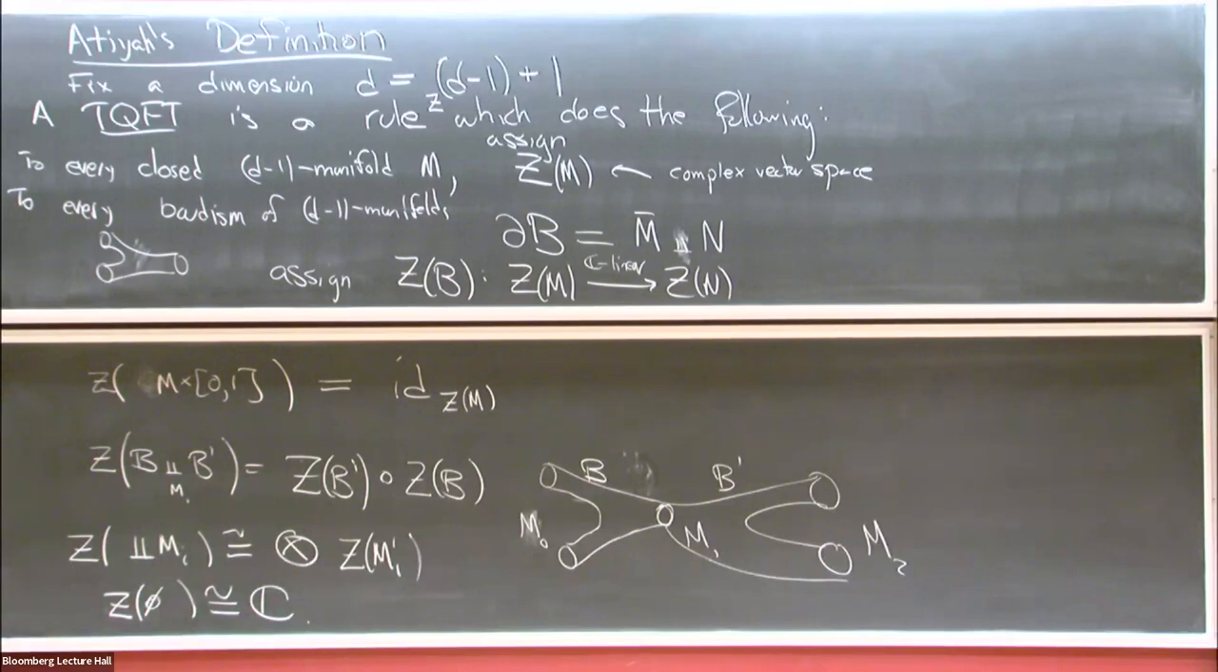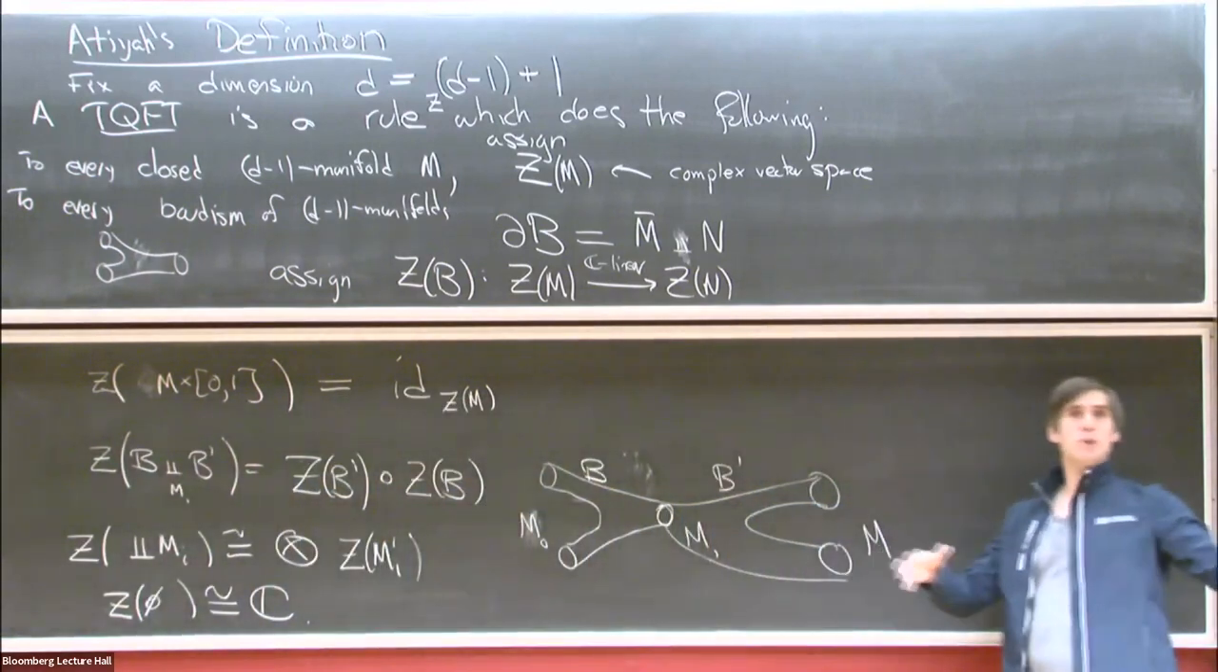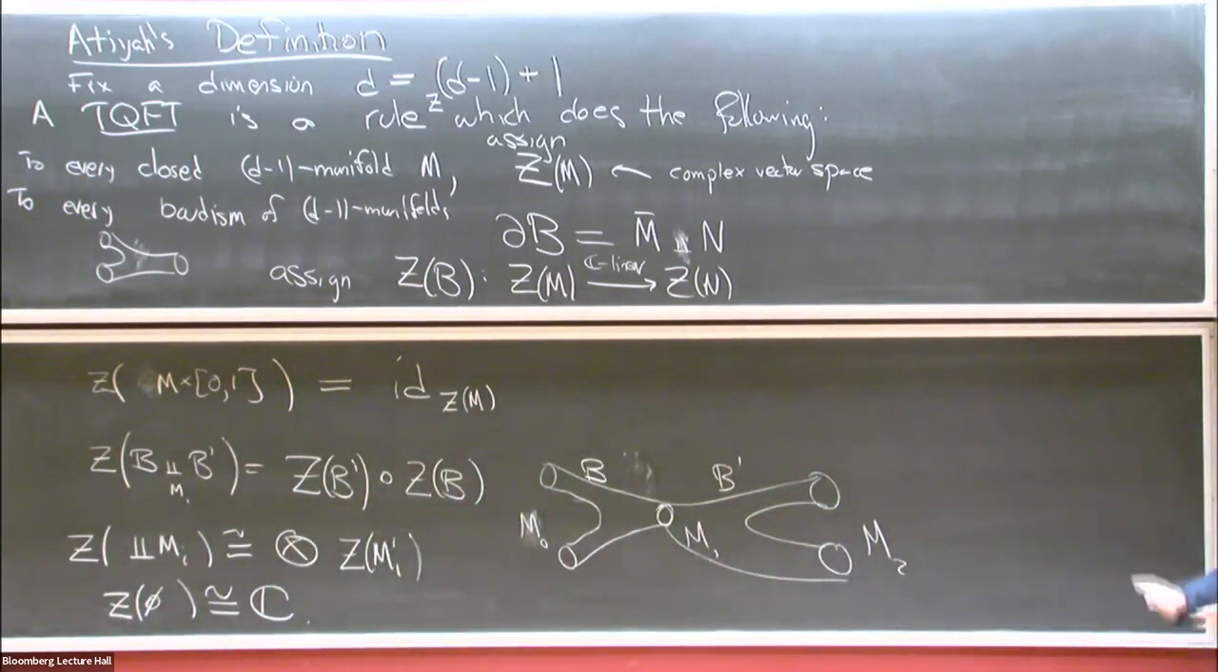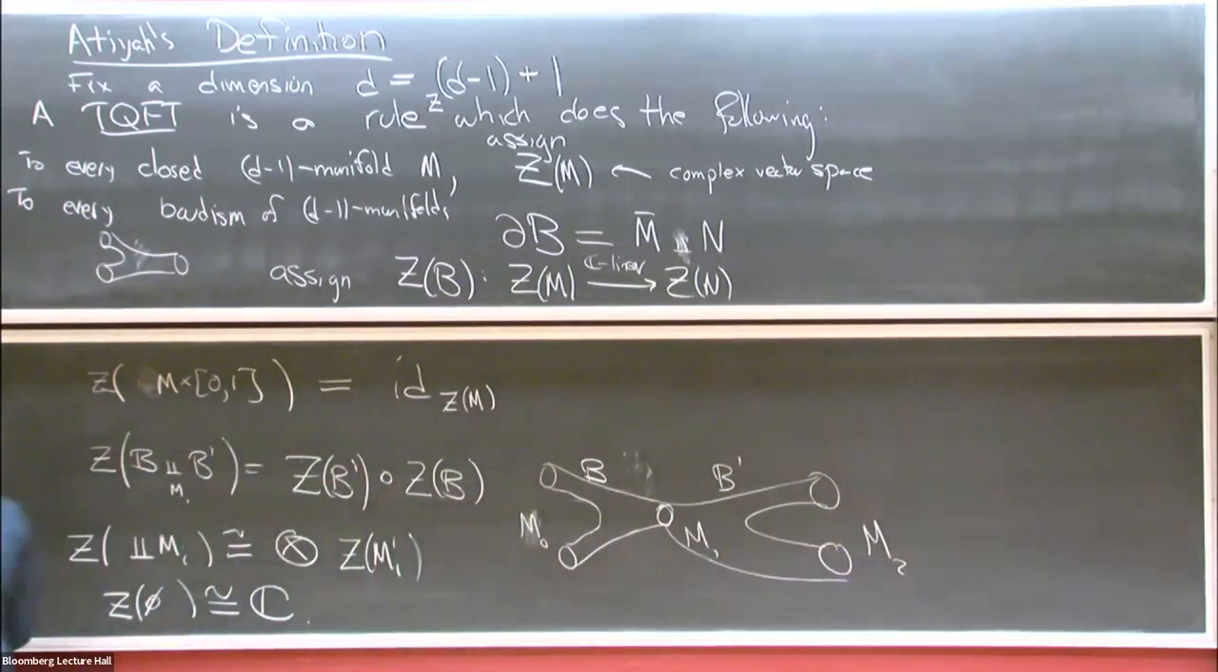And well, there are some additional axioms that I should write down about how these isomorphisms behave. First, they should be compatible with these linear maps, and they should behave well with respect to permuting the factors and so forth. I'll leave those to your imagination. So this was Atiyah's definition.